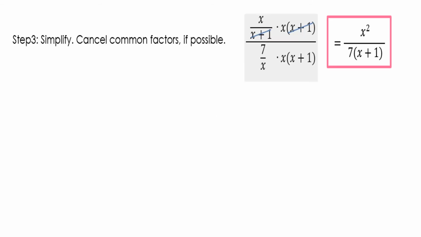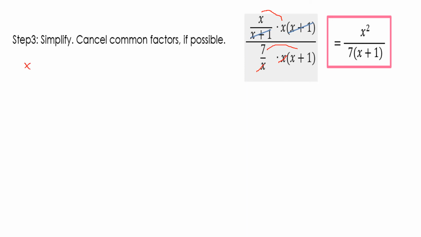So for simplifying, we have now x times x, that is x squared, and we can cancel this out. 7 times the quantity x plus 1. So that is our final answer. Now let's try to do the reciprocal method.